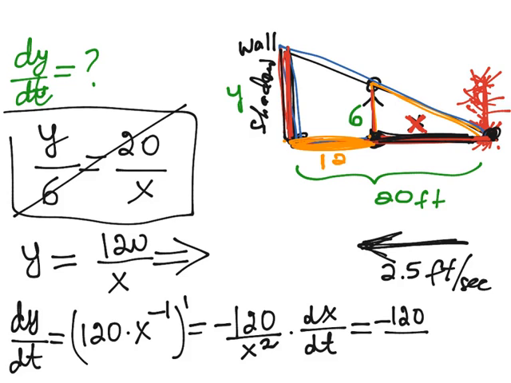I apologize. Got distracted. So negative 120 over x, which is 12, that's given, squared, times dx/dt, which is also given, 2.5. If you do the math, you will get your answer, and it has to be in feet per second. I hope it's okay that I didn't solve it completely. Hopefully it makes sense. Let me know if you didn't understand.